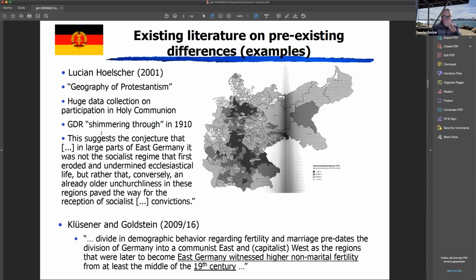Then other work that we also came across early on by Sebastian Klüsener and Goldstein, first appeared in 2009, follow-up work in 2016, describes a divide in demographic behavior regarding fertility and marriage that predates the division of Germany into communist East and capitalist West, as the regions that were later to become East Germany witnessed higher non-marital fertility from at least the middle of the 19th century. So describing yet an outcome that's not strictly speaking directly hardcore economics, but still cultural behavior, higher extramarital fertility rates in the East already 100 years ago, 150 years ago.